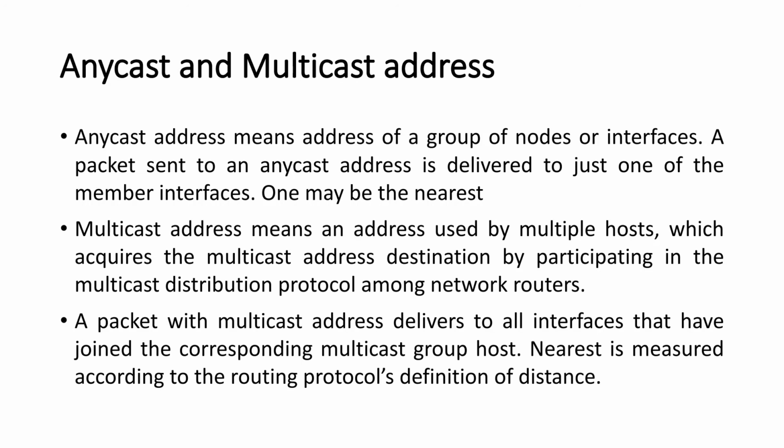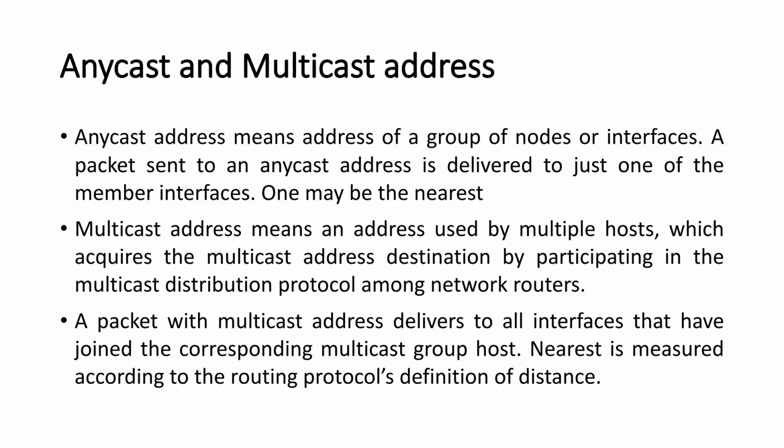So multicast address means an address which is used by multiple hosts, which acquire the multicast destination by participating in the multicast distribution protocol among the network routers. A packet with a multicast address is delivered to all the interfaces that have joined the corresponding multicast group. So this is all about addressing types, IP addressing.